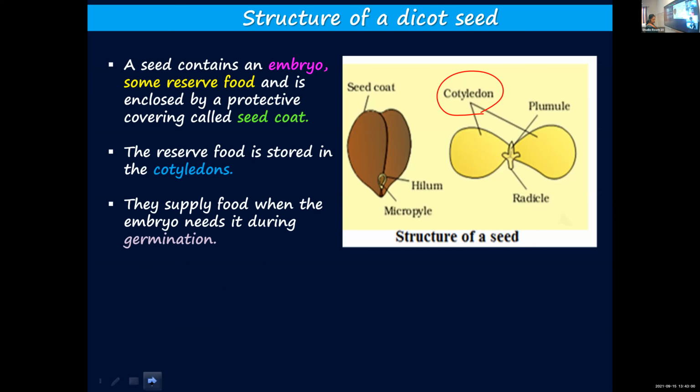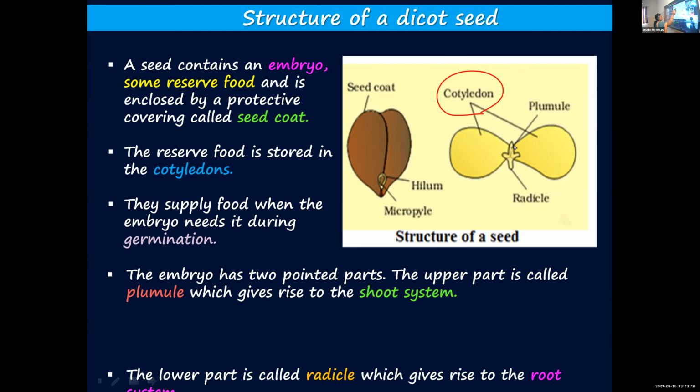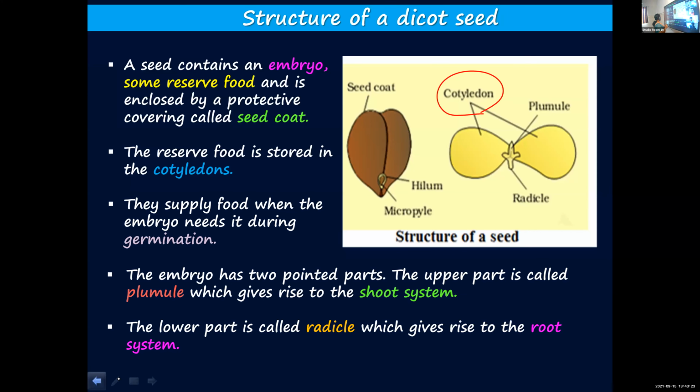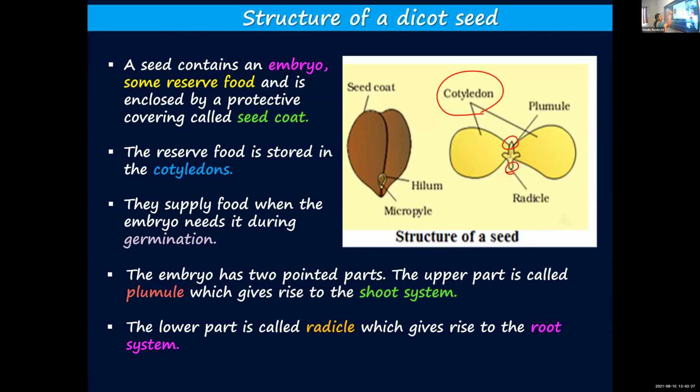They supply food. The stored food will be utilized by the embryo when they need it. When they are germinating, they need energy. So they will utilize the food stored in cotyledons. And the embryo is having two pointed parts, as you can see in the picture. There is an upper pointed part and a lower part which is pointed.